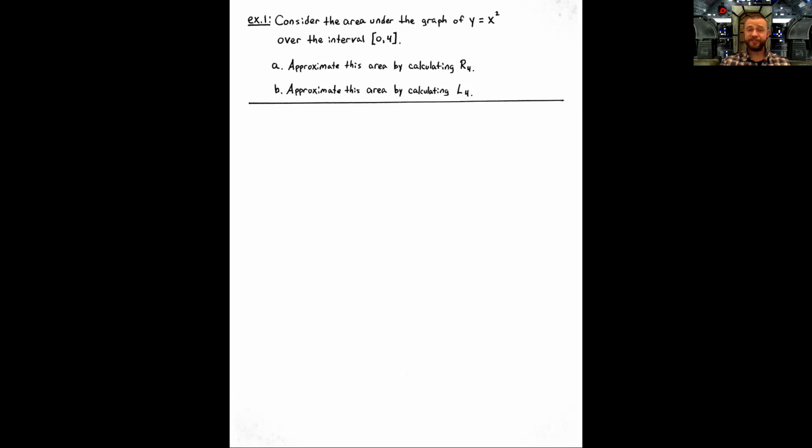All right, let's go ahead and start. We're going to try to visualize these calculations where possible. So let's start with a graph of y equals x squared, and we'll just draw a rough sketch by hand, looking at the interval of x values from 0 to 4.